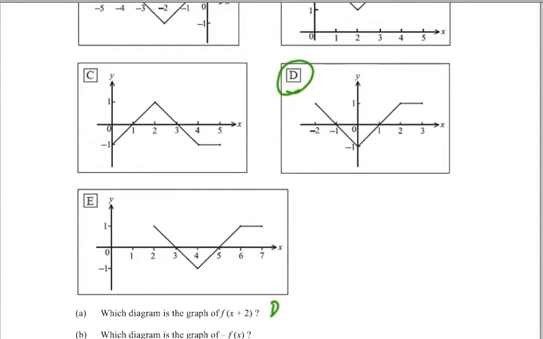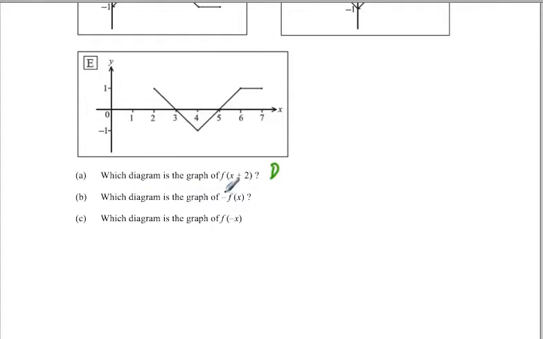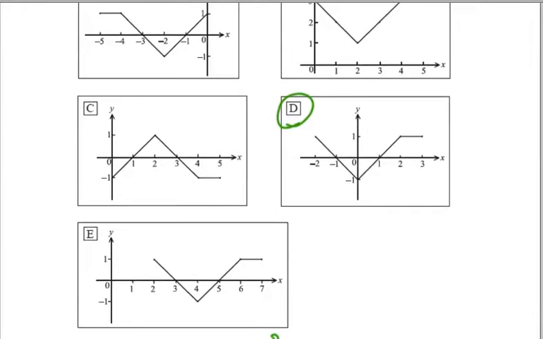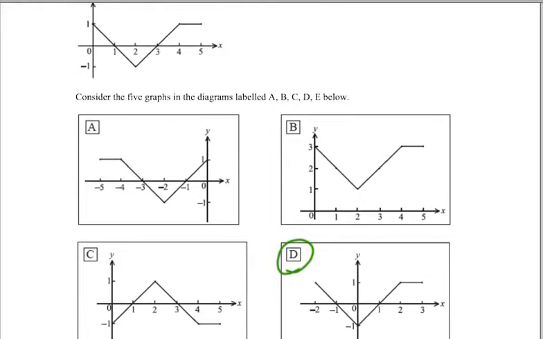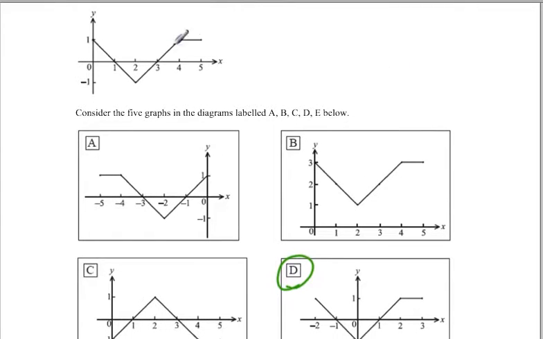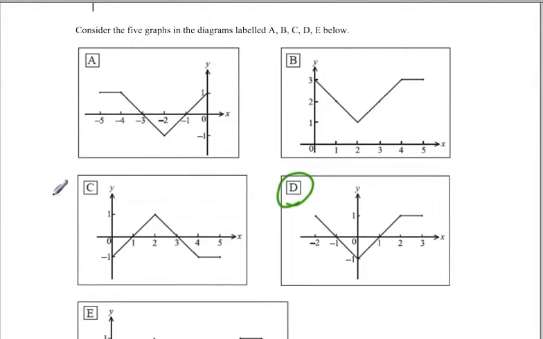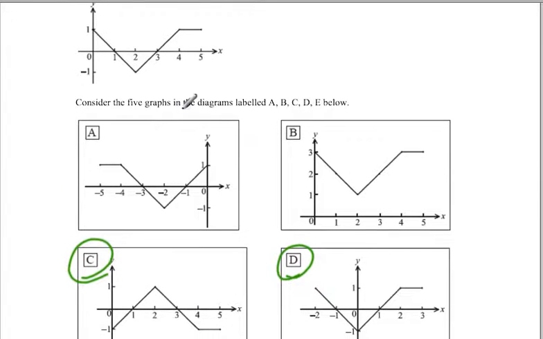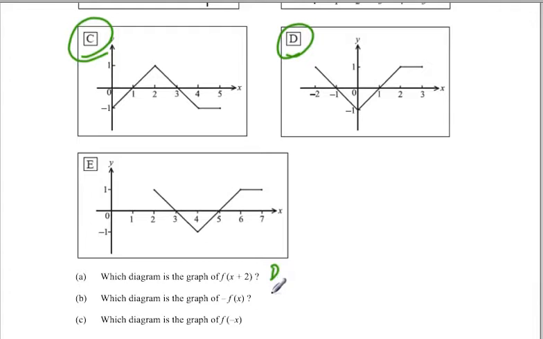So this is D. Let's look at which diagram is the graph of negative f of x. So negative f of x, that's a reflection across the y-axis. The only one that I can see that is a reflection, in other words, it will flip around, so this flat part will be there and it'll look like that, is C. Because if you compare C to the original, it's flipped across the x-axis. So if it's flipped across the x-axis, that's what it would look like. And so this is C.